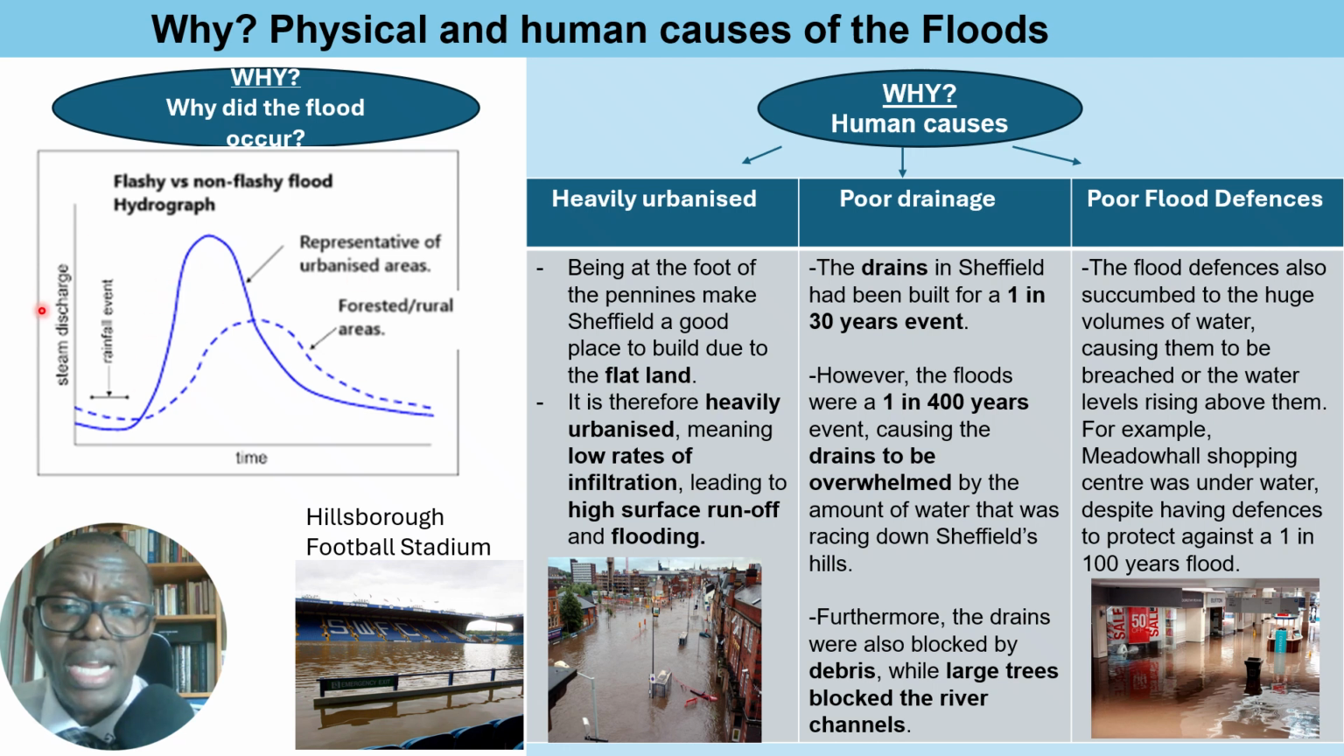So this is another component that you could bring into your explanation if you are explaining this in the exam, and explaining why heavily urbanized areas, like Sheffield, are more likely to flood than rural areas. So it's because they are heavily urbanized, there's not much infiltration or interception, and then the other causes that we mentioned here would be good to use in conjunction with this flood hydrograph here. Okay.